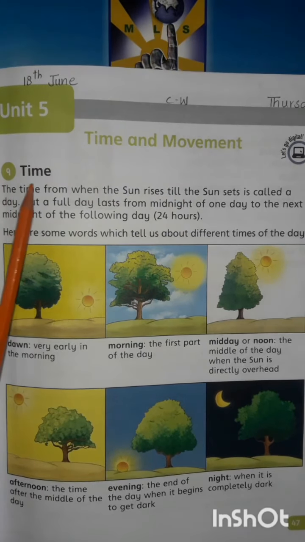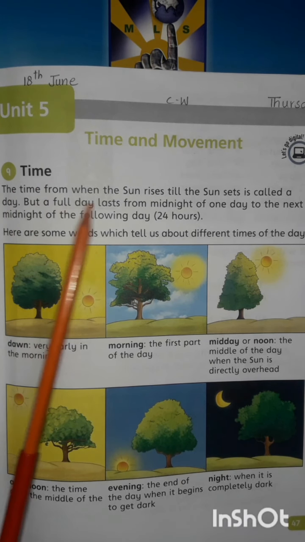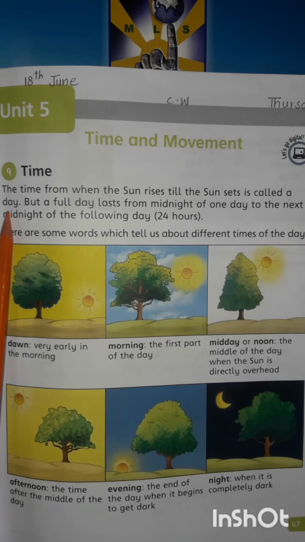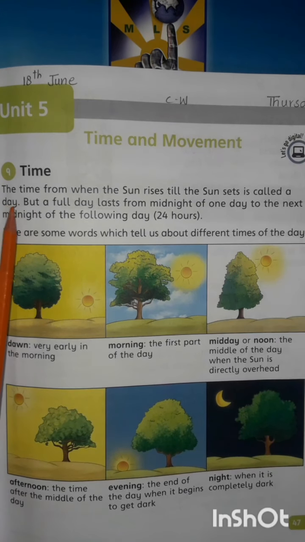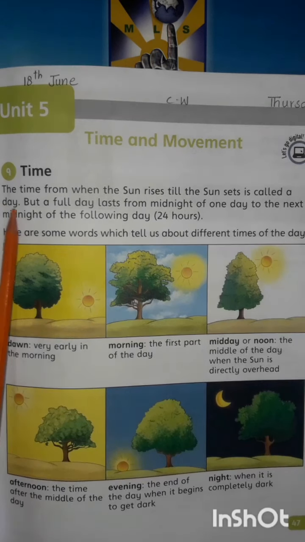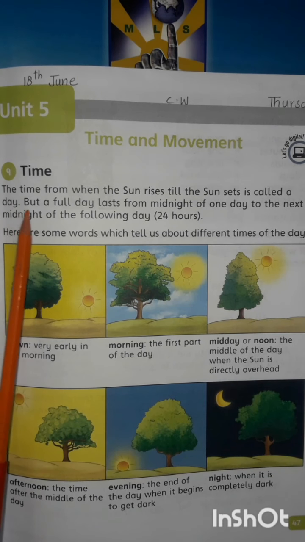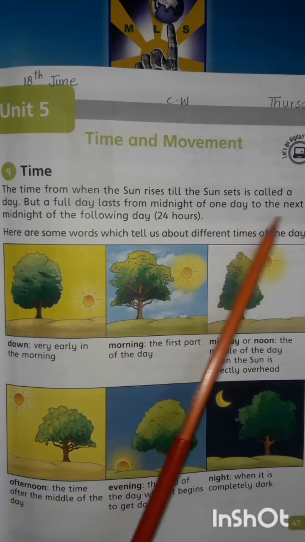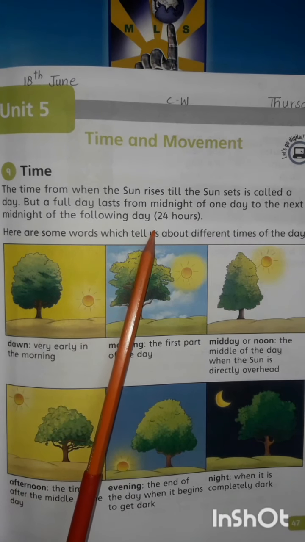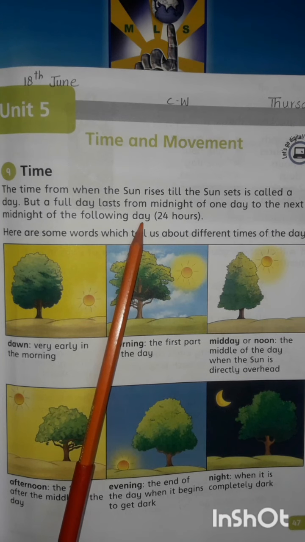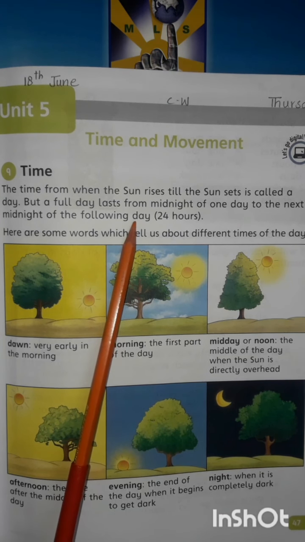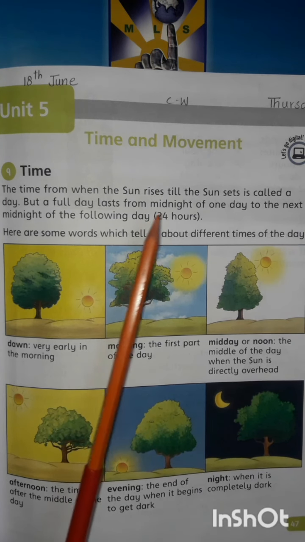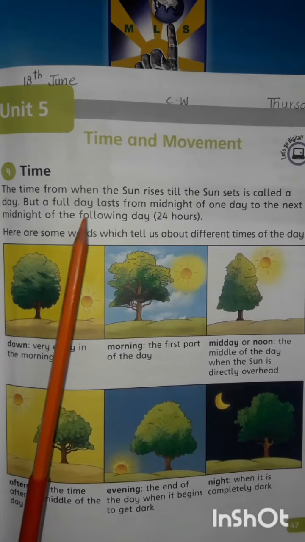Lesson 9. Time. The time from when the sun rises till the sun sets is called a day. As you know, there are 24 hours in the day. It is a time from sunrise to sunset. But a full day lasts from midnight of one day to the next midnight of the following day. This is about the date change. A date changes from midnight to midnight tomorrow. It will be one day.